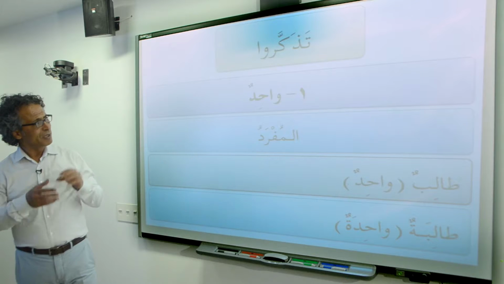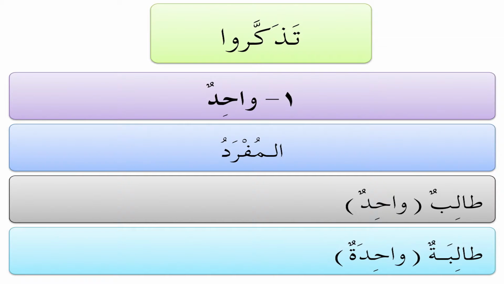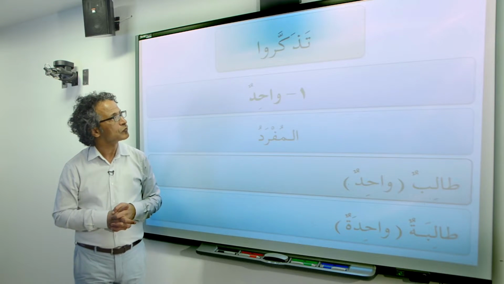سترون هذا ما سنركز عليه، ولكن تعالوا لنتذكر ما درسناه عن العدد والمعدود سابقا. Let's first of all remember what we studied about numbers and countable nouns before. We said واحد المفرد، طالب طالبة, and we said واحد or واحدة are not necessary unless we need emphasis.